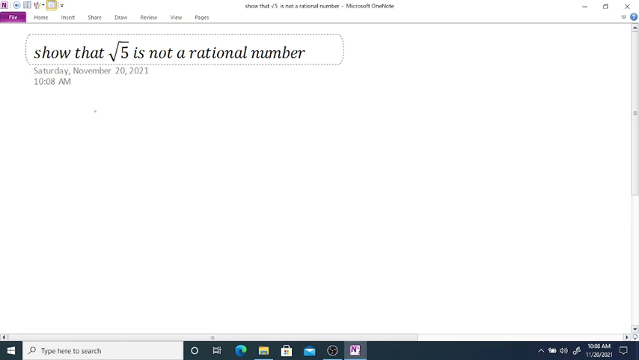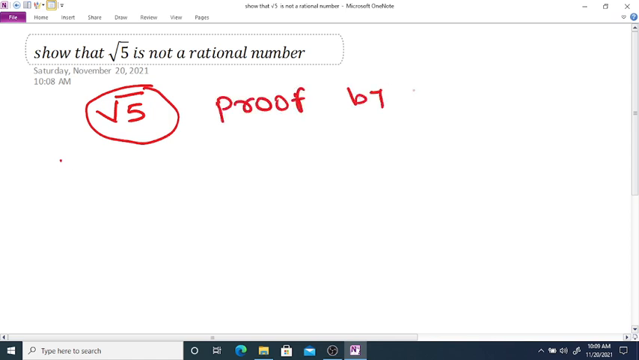Show that square root 5 is not a rational number. That is, we want to show that this is an irrational number. Okay, so we are going to prove this by using contradiction.